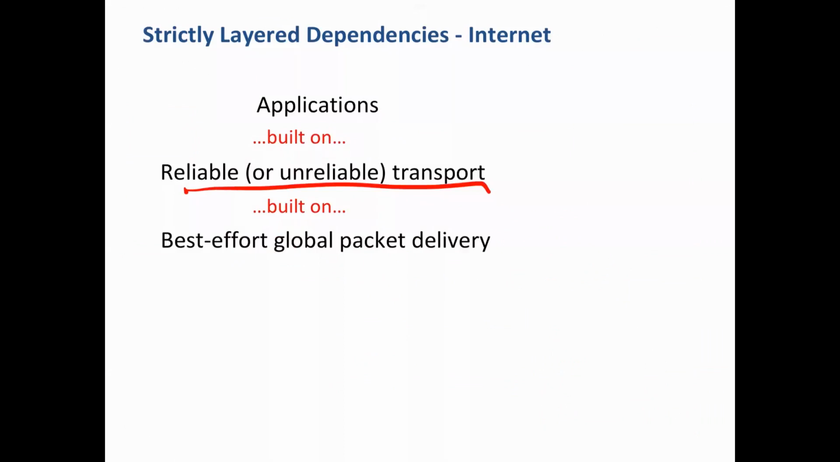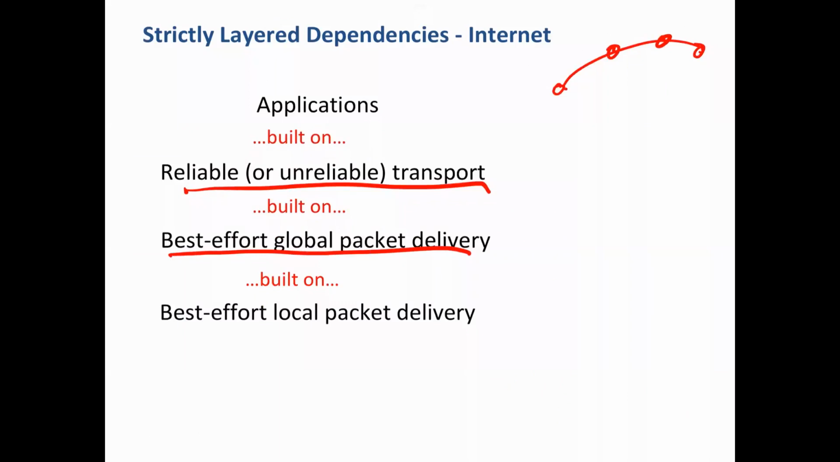So applications are built on reliable or unreliable transport. That is built on best effort global delivery, which means that from one end to another end, in between there will be multiple links. So that's based on unreliable or best effort local delivery between different links, between the two ends of a link. And that's built on physical transfer of bits.